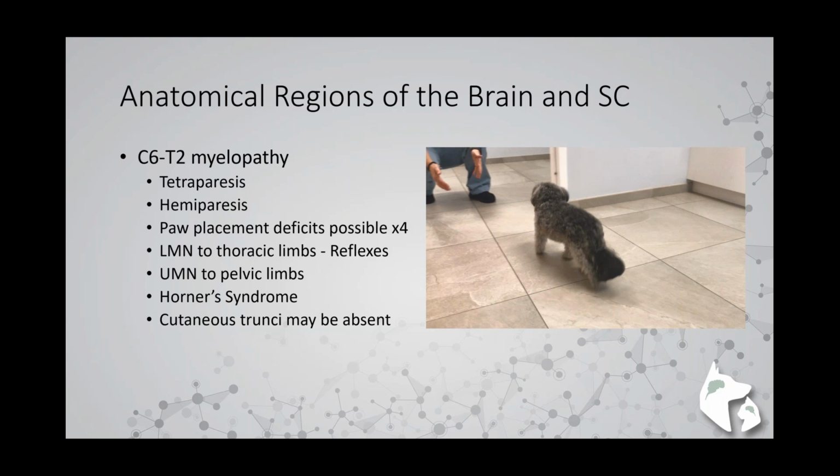You can get weakness on one side of the body or the other. You would expect his paw placements to be absent in all four. You would expect to have reduction of reflexes in those front legs, but normal in the back.